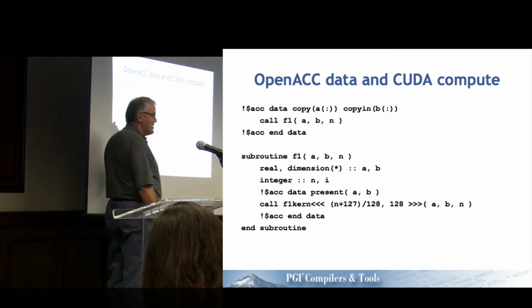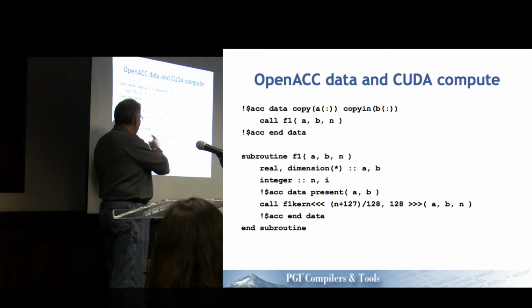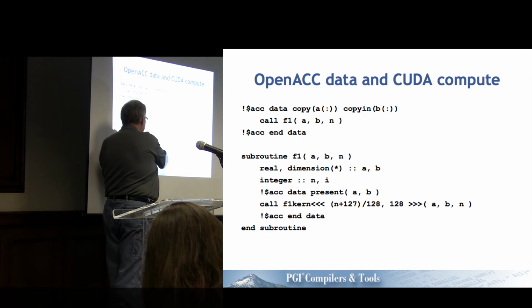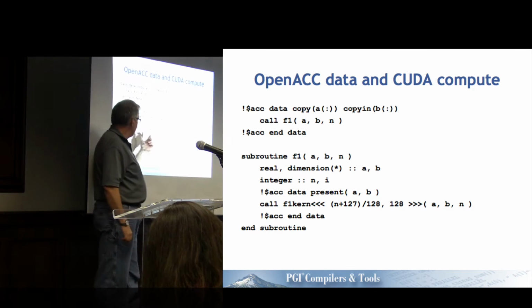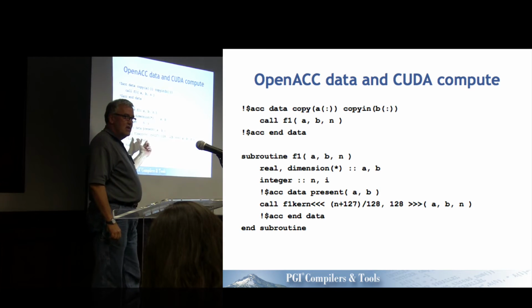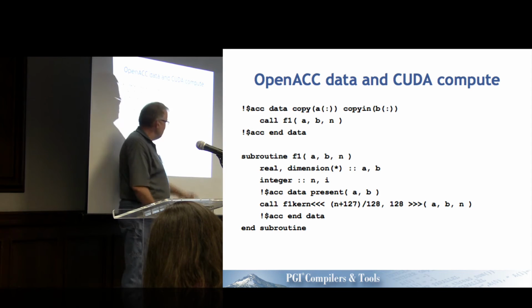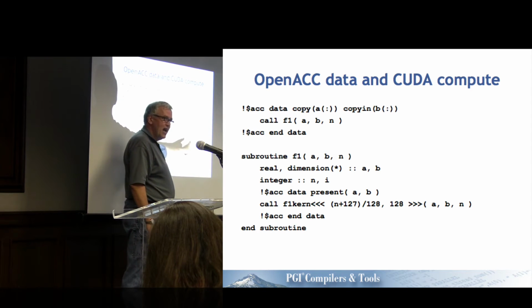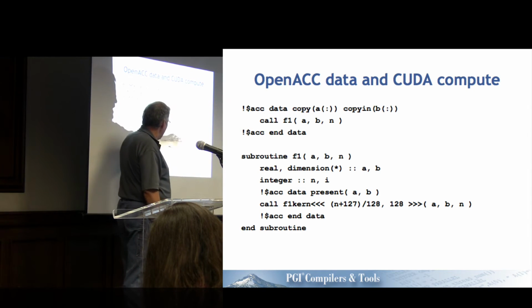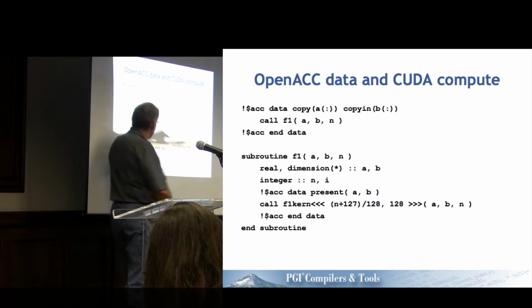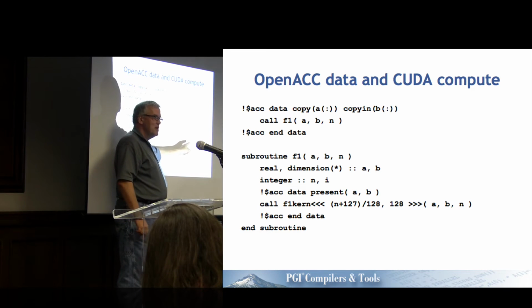This is an undocumented feature, but it also works because the interface to this kernel will have the device attribute on its arguments, because it's a kernel subroutine. Even if you don't put the device attribute, it implicitly has the device attribute on the arguments. So the compiler knows, I need a device pointer here. I need this to be a device address. And A and B are not device arrays. But in a present region, I know that it's on the device, so I know I can get the device address. So it will do so.